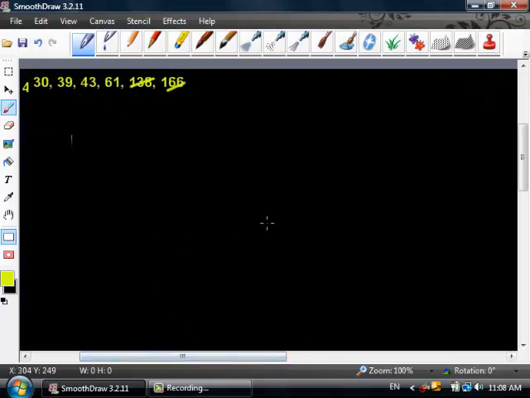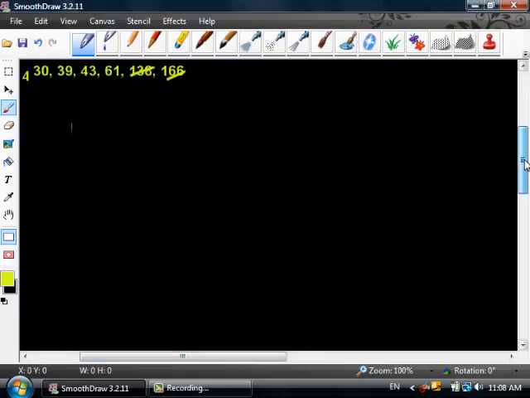To find the vertex, to find the center, it's probably a good idea. Okay, 61. Move back. Jeez. Okay.